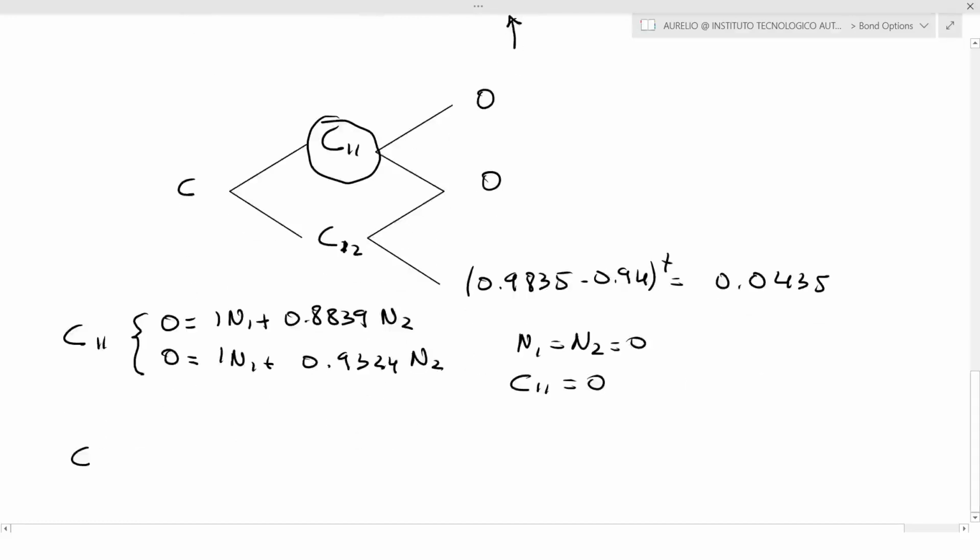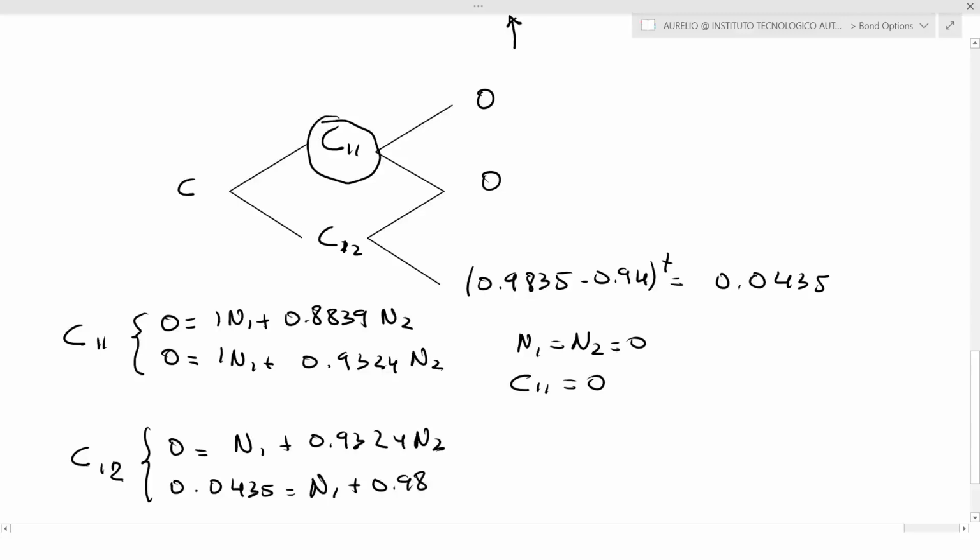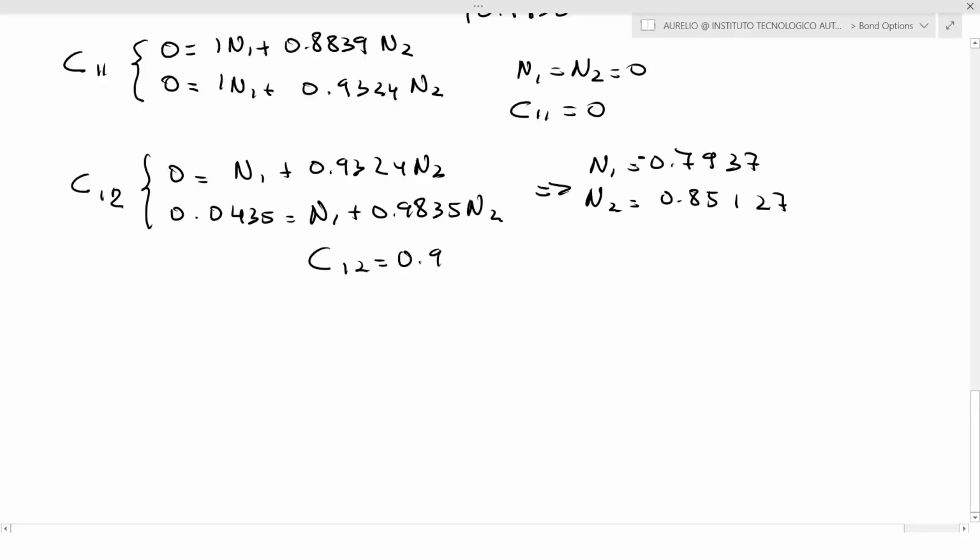Now, as for C12, the two equations, two unknowns in the up scenario is going to be 0 equals 1 and 1 plus 0.9324 and 2, and 0.0435 equals n1 plus 0.9835 and 2. And then from here, I obtain that n1 equals minus 0.7937 and n2 equals 0.85127. So C12 is going to be equal to 0.9576 n1 plus 0.9058 n2. This is equal to 0.01101.